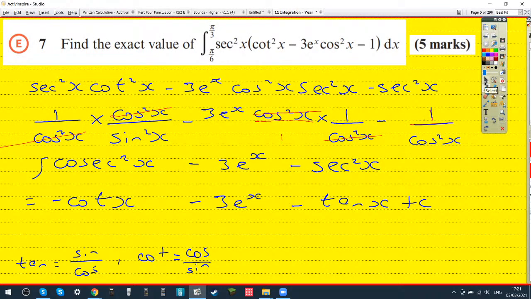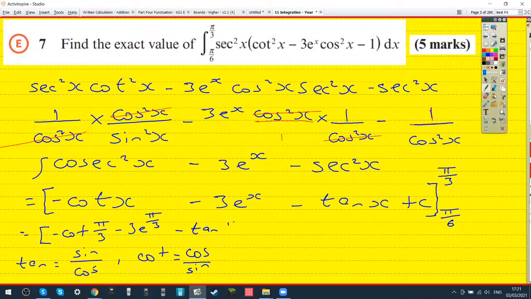How do we do that? Between pi over 3 and pi over 6. So for the first bit, you sub in pi over 3 for x, and then you minus it from if you sub in pi over 6 for x. And they wanted the exact value, so you'd have to do each one separately. 3e to the pi over 3, I think, will give you a decimal, and so that would just be in your answer.